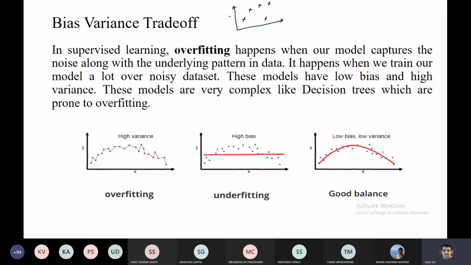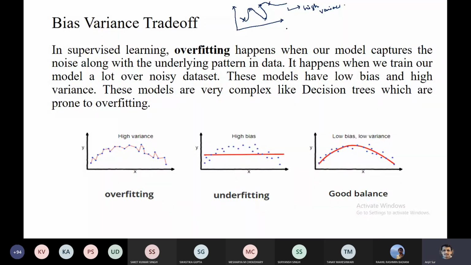So this is the thing. If we go in this way, this is high variance. So this is basically high variance and low bias. So this is training error. Low bias means training error is less, but high variance means that the testing error is also very high.